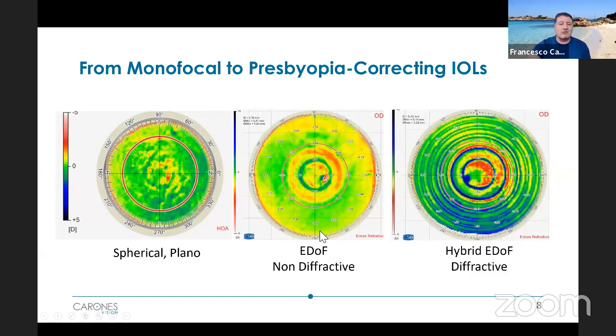Here is an image of an extended depth of focus non-diffractive IOL. Again, you see that overall the lens delivers some greenish color, but with extension to red and blue, meaning the extended depth of focus that the lens is able to deliver to the eye. And here you see a hybrid EDOF diffractive IOL, where the central part looks more like the EDOF, while the periphery of this lens looks more like a traditional diffractive IOL.